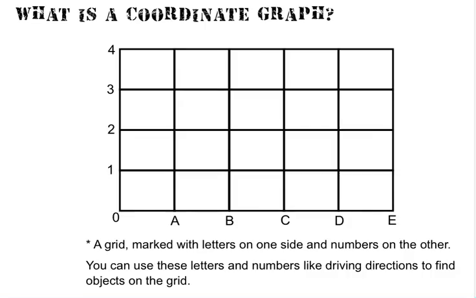A coordinate graph is a grid marked with letters on one side, see the A, B, C, D, E, and numbers on the other side. You can use these letters and numbers like driving directions to find objects on the grid. Often maps are laid out in this type of grid, and it can give you coordinates to find things on a map.